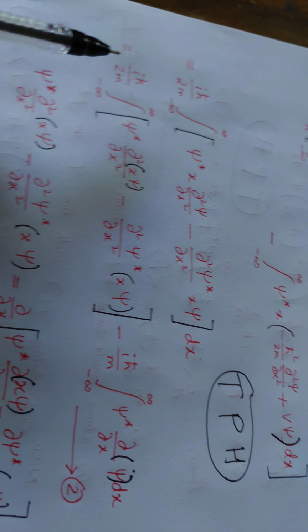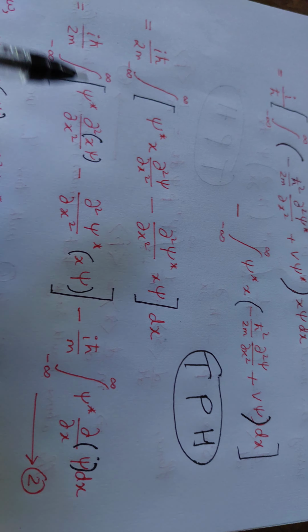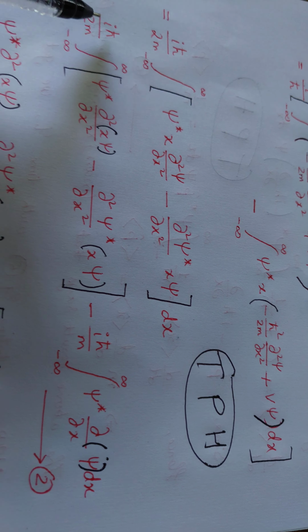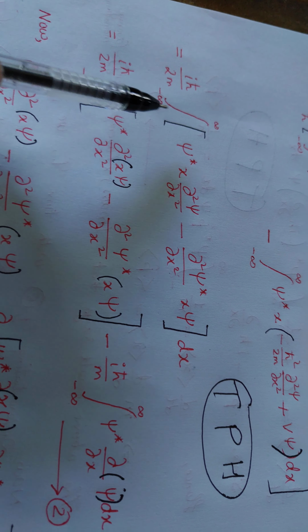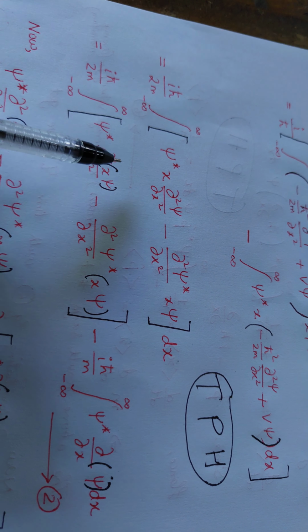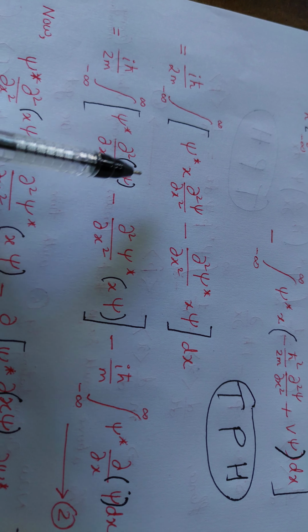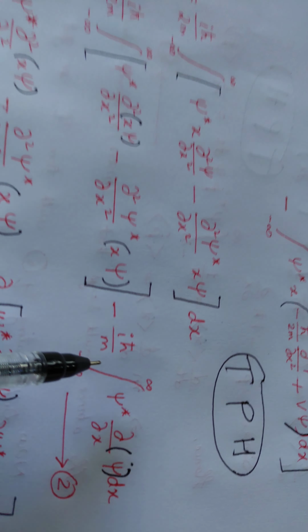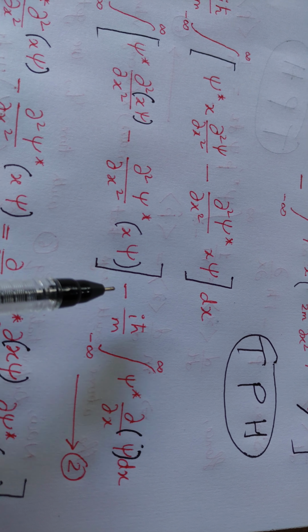Okay, and then what you do is this. A little bit of simplification we have done: i h cut by 2m, and this x psi star is as it is, x taken inside. But here there is a trick. This is a kind of modification that is being done along with some kind of compensation here, along with the minus sign.